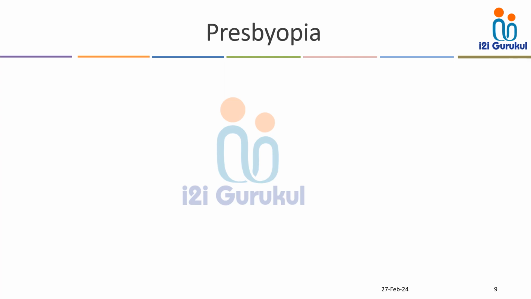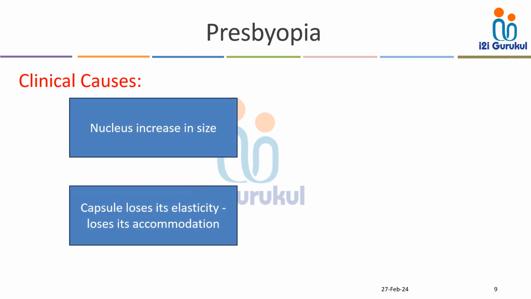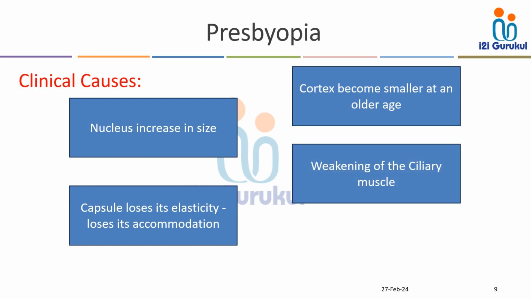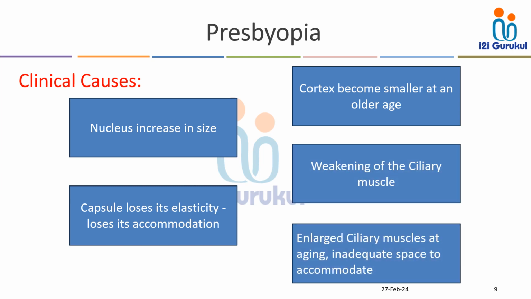Moving towards the clinical causes of presbyopia. There is a progressive increase in the size of the lens nucleus; the nucleus is smaller at a younger age. When we get older, the cortex becomes smaller. The capsule loses its elasticity by nature, it loses its accommodation, and there is weakening of the ciliary muscles. At aging, the ciliary muscles get enlarged, space inadequacy occurs, so the ciliary muscles can't accommodate. So these are the clinical causes of presbyopia.